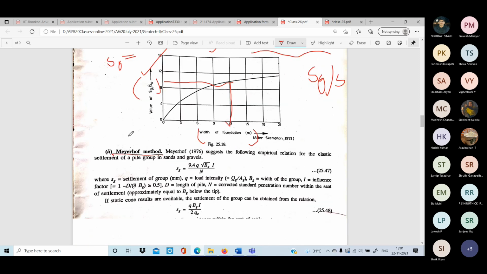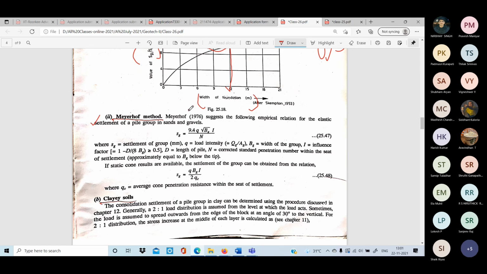Meyerhof in 1976 suggested the following empirical relation. For the elastic settlement of a pile in sand, he has given this equation. All the parameters would be given: Q, B, N and so on. N must be the standard penetration number.